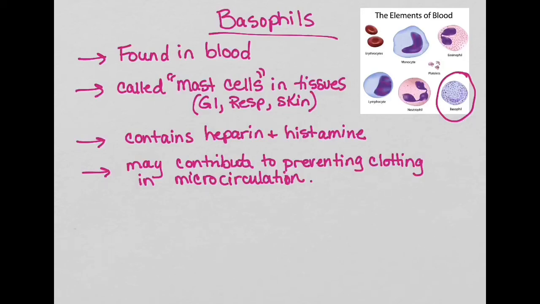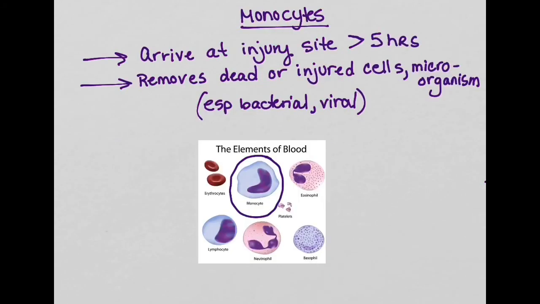Basophils are found in the blood also, but they're also in tissues, the GI, respiratory, and skin. They're called mast cells when they're in the skin. The unique thing about basophils is they contain heparin and histamine and can contribute to preventing clotting in the microcirculation. When we think about COVID-19, it's a very sophisticated virus, as we've had some issues with blood clotting in the circulation and immune complexes and other things contributing to that. So just ponder that. It's interesting.